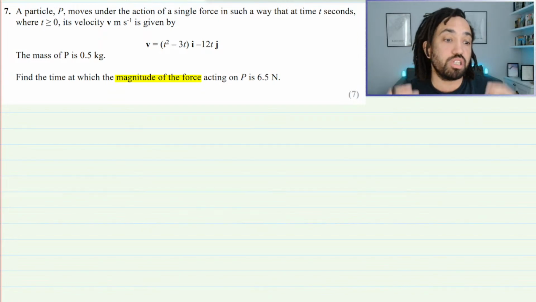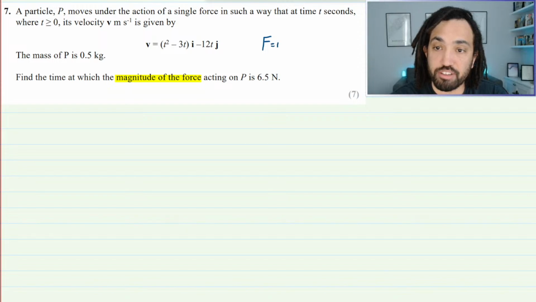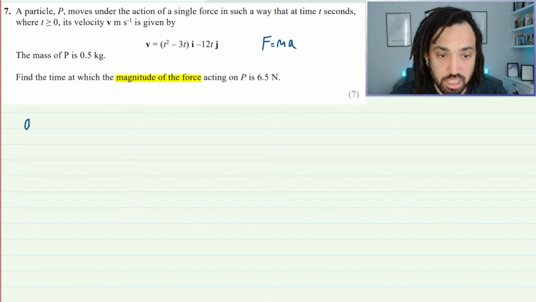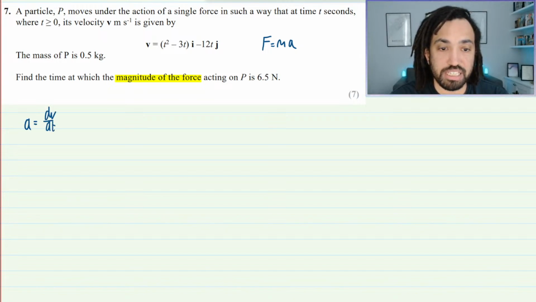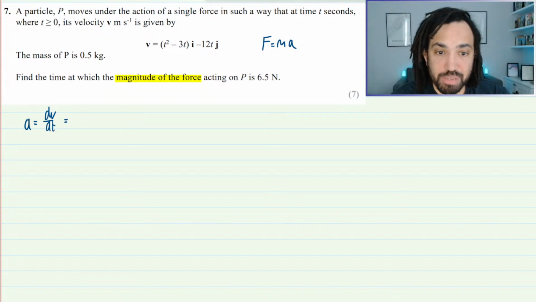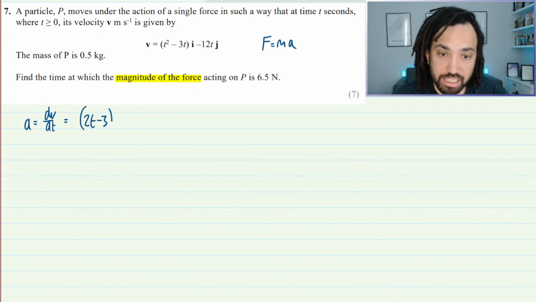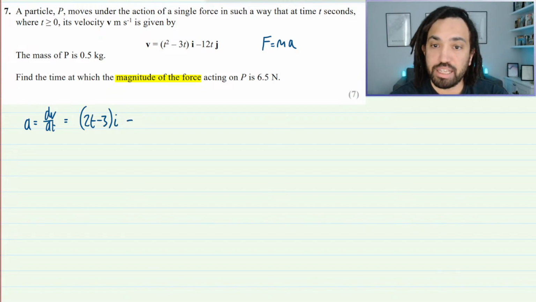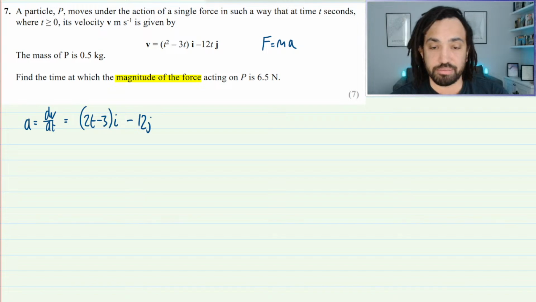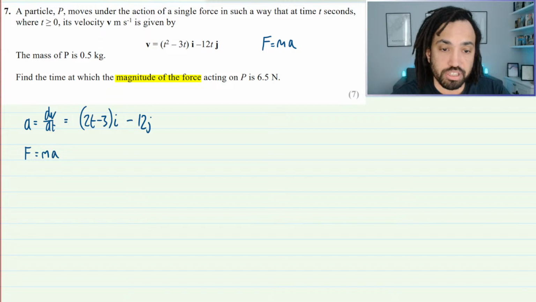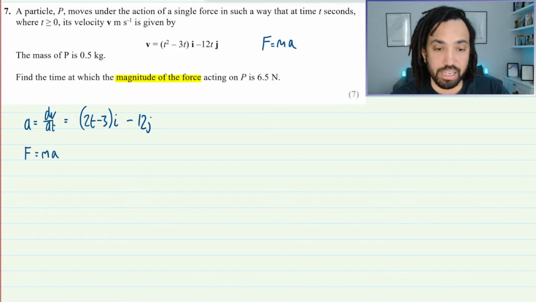We're differentiating because force is equal to mass times acceleration, and if we differentiate we get the acceleration, which we can then link to the force. So the acceleration is dv by dt. That gives me 2t minus 3 in the i, and I'll bracket that up so I know that's my i. Then this gives me minus 12 in the j. Lovely.